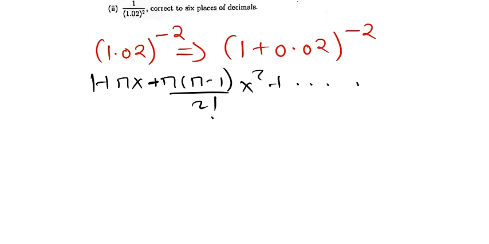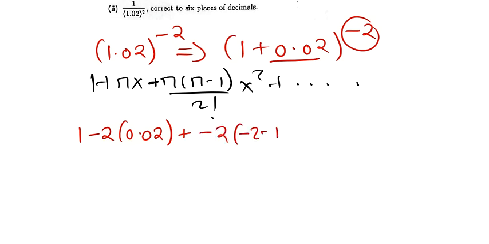Yeah, so how do we proceed from here? We have 1 plus, our value of n in this case is -2, so we have -2. Our x is this part, that's 0.02, then negative 2 times negative 2 minus 1 over 2 factorial. x squared is 0.02 squared. You can proceed if you want.